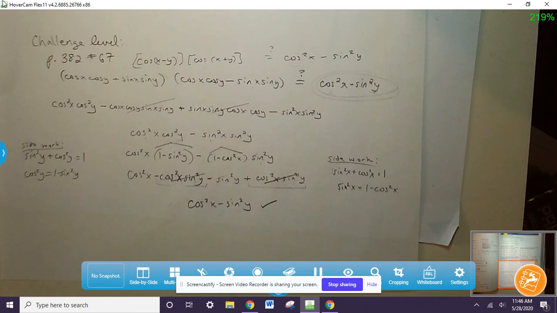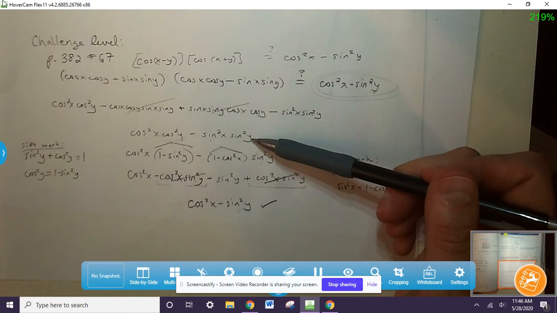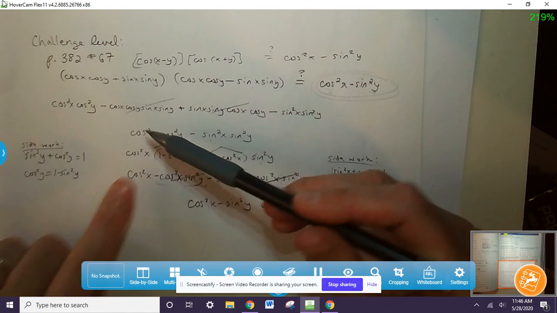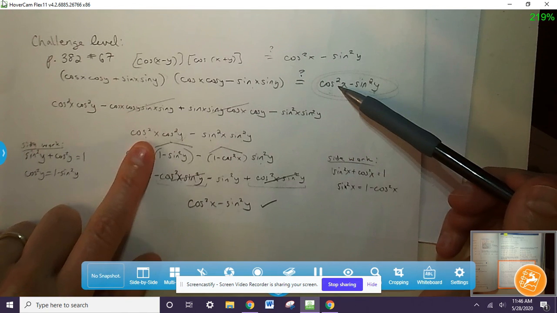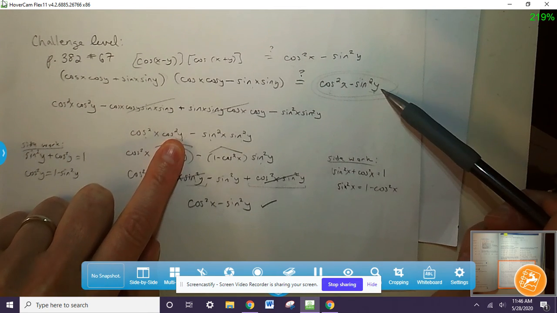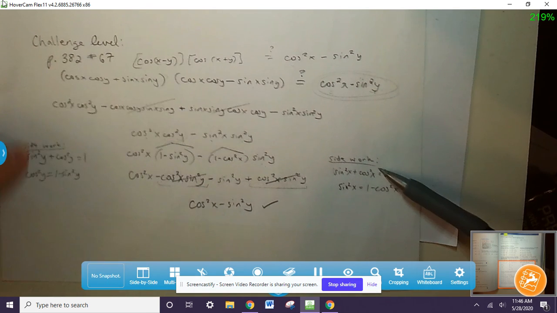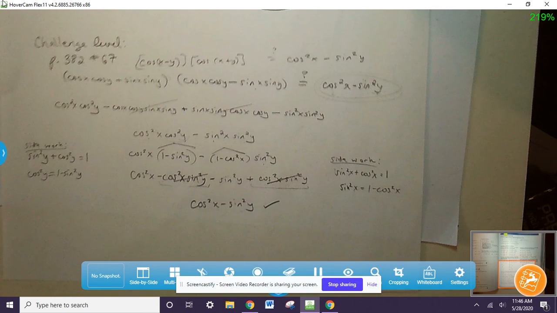So if you got to here, you really did great. And again, the key to the thinking, in my opinion, is look at what you have, see what you want to keep, see what you want to change, and then you have to be brave and try something to change it. And anytime you see a square, you want to think of Pythagorean identities. So that might help you with that one.